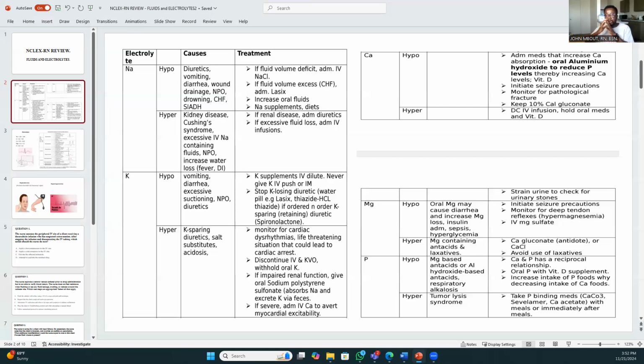It has to go at a slow rate because potassium burns the veins. It burns the veins. So always dilute potassium with 0.5 normal saline when you're administering. Make sure that you label the IV bag, so it clearly shows that this is potassium infusing. Okay? The patient has to be on a cardiac monitor, and we have to monitor the I and O's, input and output.